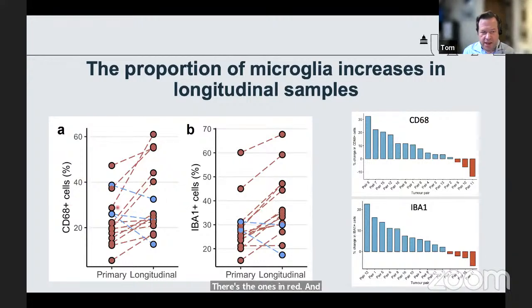For CD68 portion of cells and IBA portion of cells, it's actually very high frequency. You don't realise how much microglia there are in these tumours. And then this is showing it as a waterfall plot, because oncologists like waterfall plots, showing that the vast majority of cases become enriched over time.